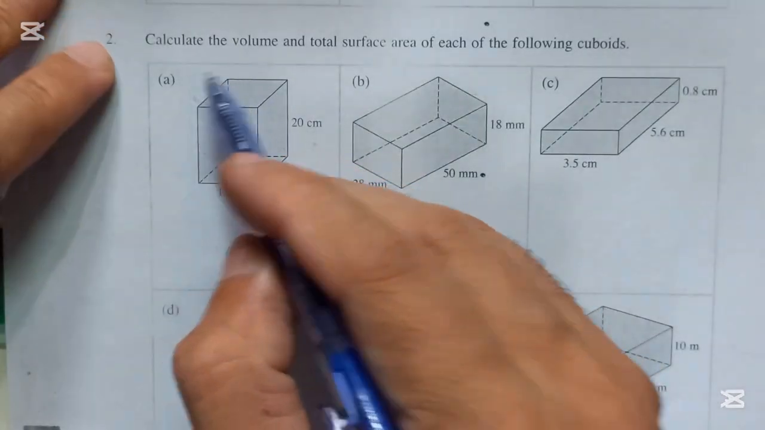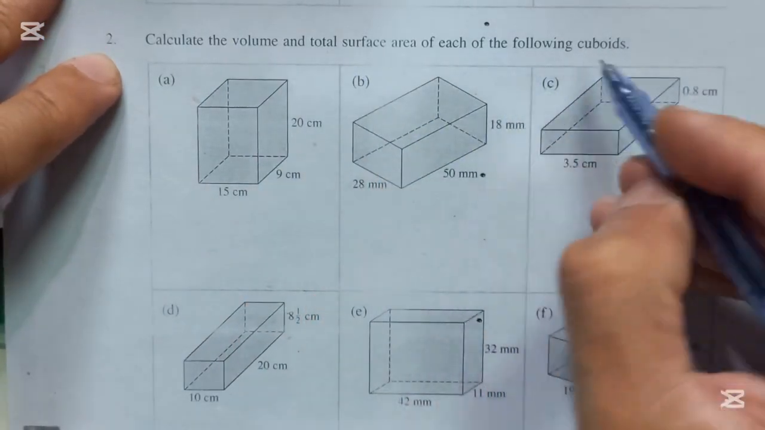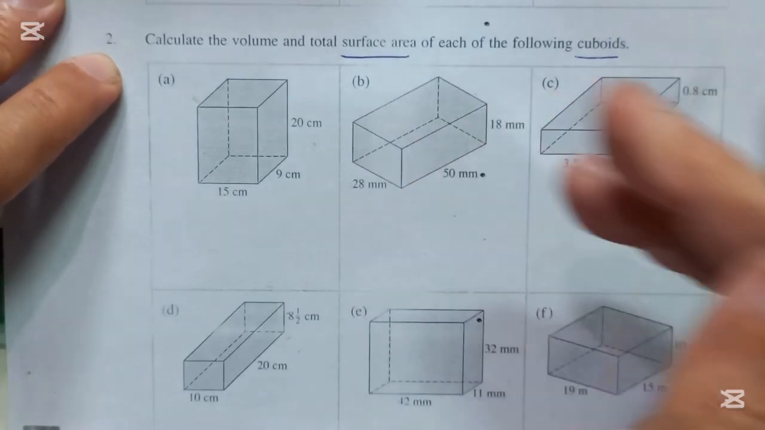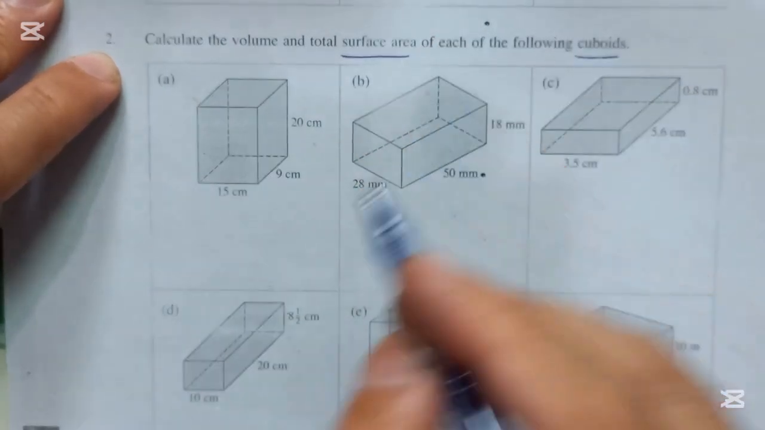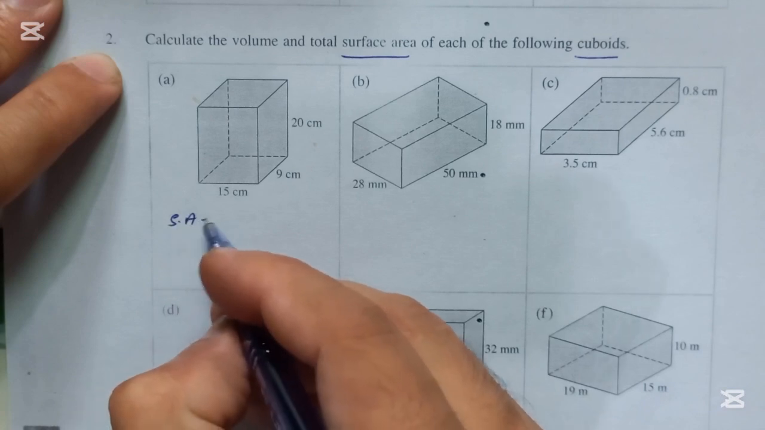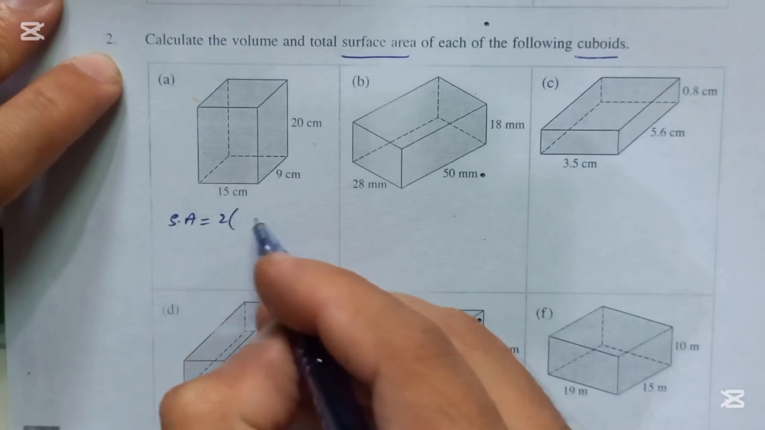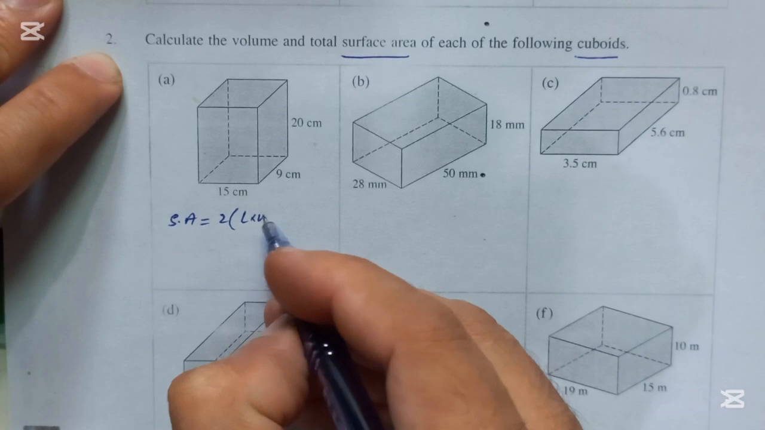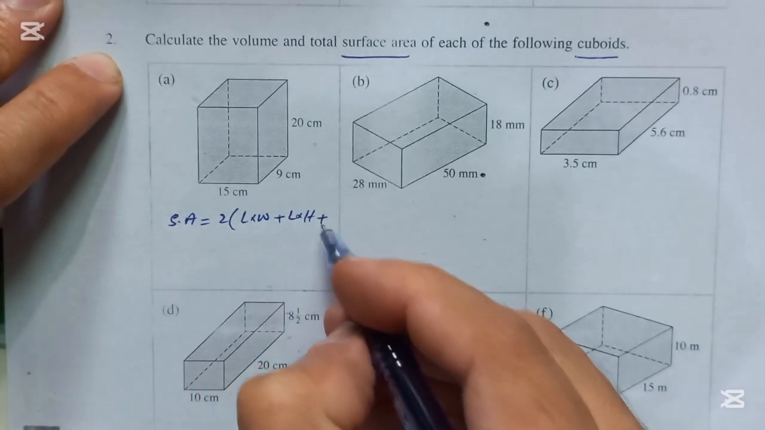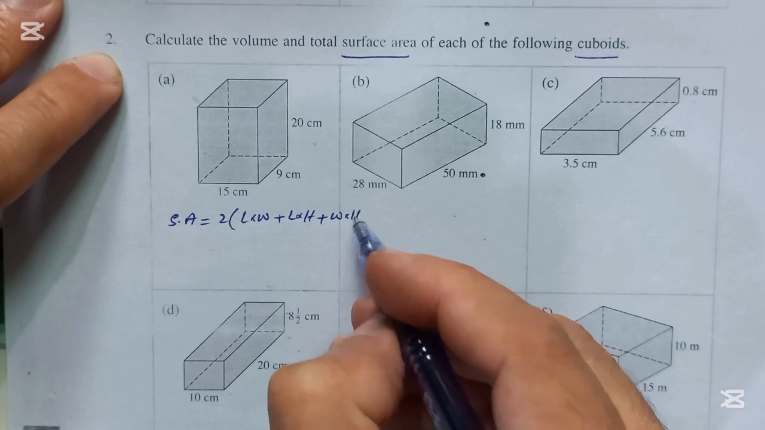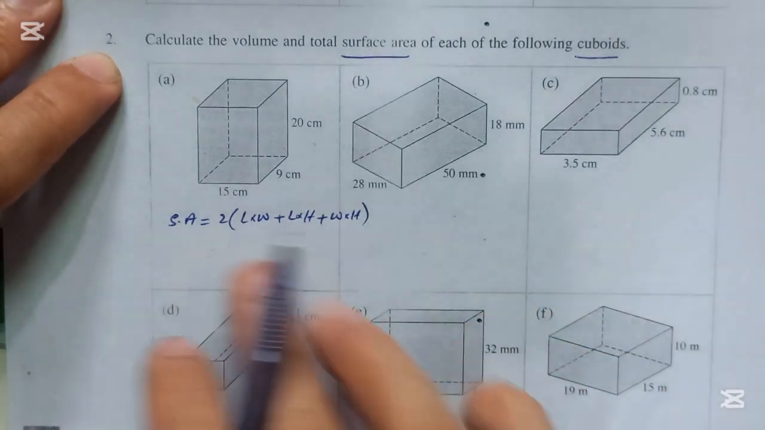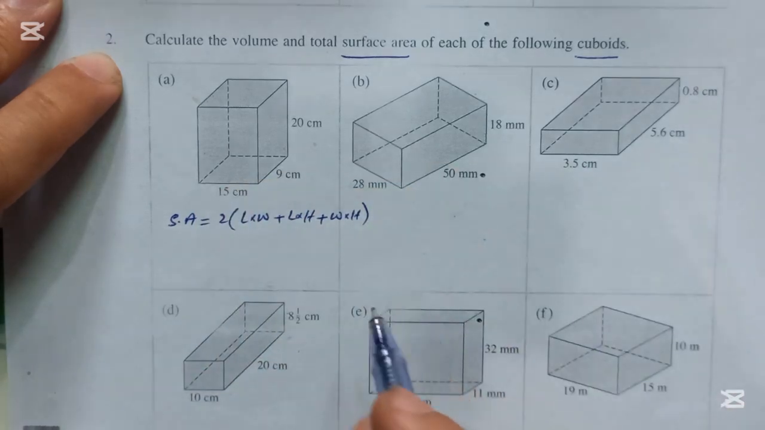The statement of the question is: calculate the volume and total surface area for each of the following cuboids. Today we will find only surface area because this is the topic for today. For a cuboid, the total surface area's formula is 2 into (length multiplied by width plus length multiplied by height plus width multiplied by height). So this is the formula for the total surface area of any cuboid.